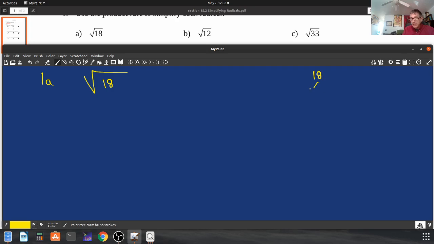is to factor 18. 18 is 2 times 9, and 9 is 3 times 3. So 18 is equal to 2 times 3 squared. So this is equal to the square root. And what we want to do here is write our squared terms, or any term that is of an even power, first. And then we use the product rule for radicals.